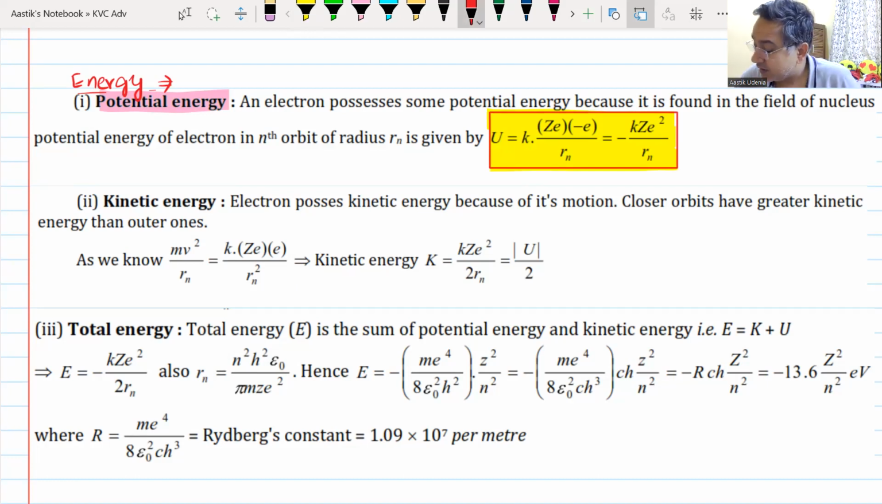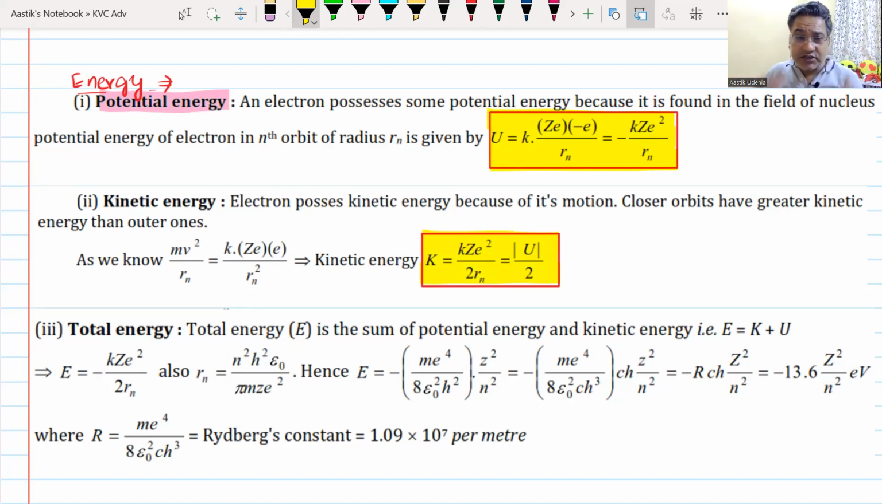Yes. Then it has kinetic energy because this electron is moving with a certain velocity v. Yes or no? And you can see this kinetic energy is modulus of potential energy divided by 2. Do we understand this? Yes, sir. So when you add these two, you will get the total energy. Now you can remember this total energy in different ways. This is the first way of remembering it.